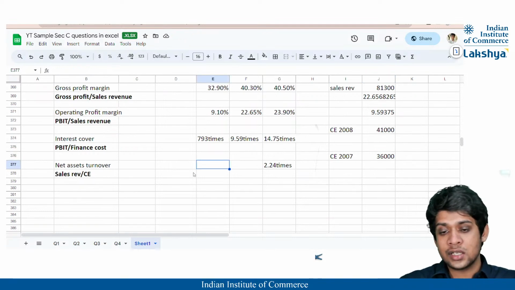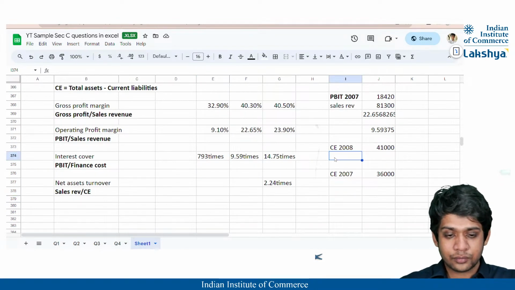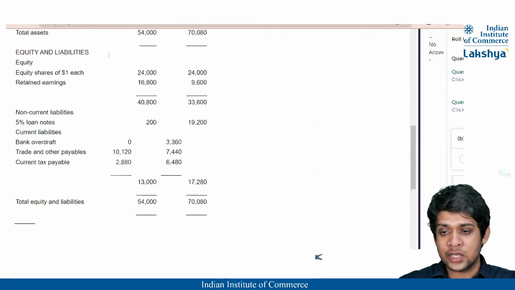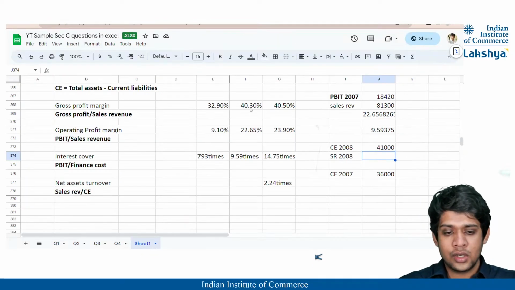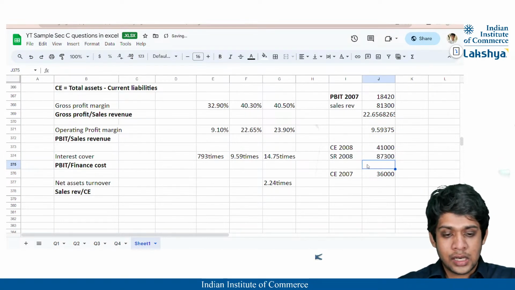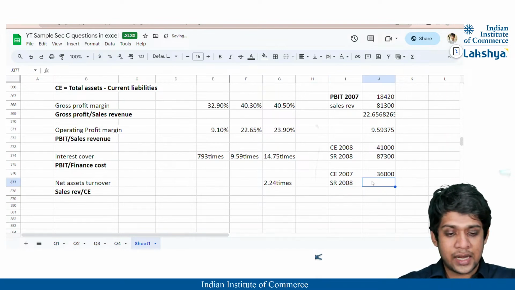Okay. So our net assets turnover will be nothing but the sales revenue, right? The sales revenue of 2008 is clearly mentioned directly in the question to be 87,300, correct? So I'll just take it as 87,300, and here the sales revenue is already calculated for 2007. I did not remove that part. You can see here 81,300.